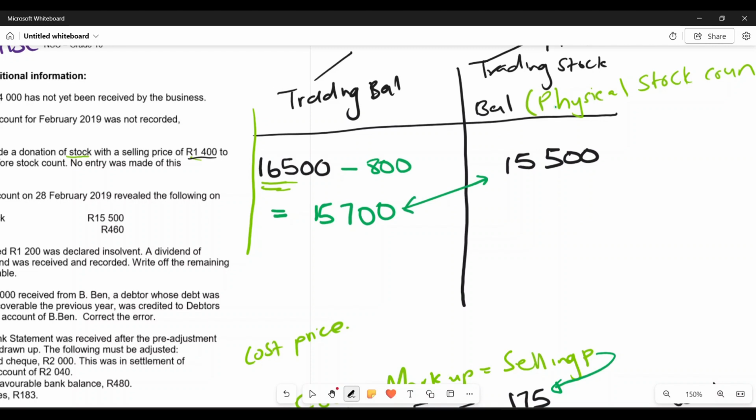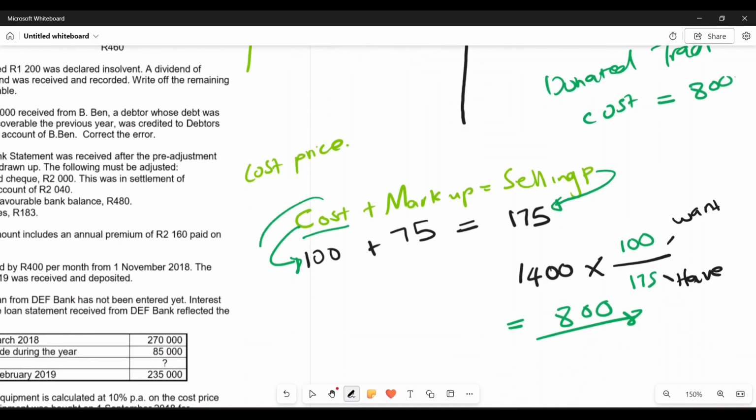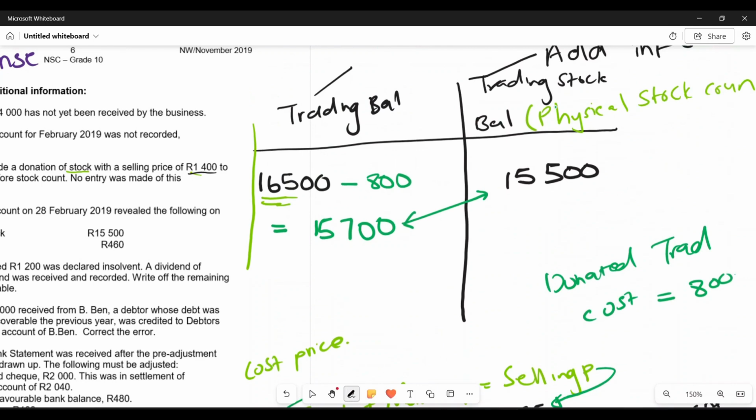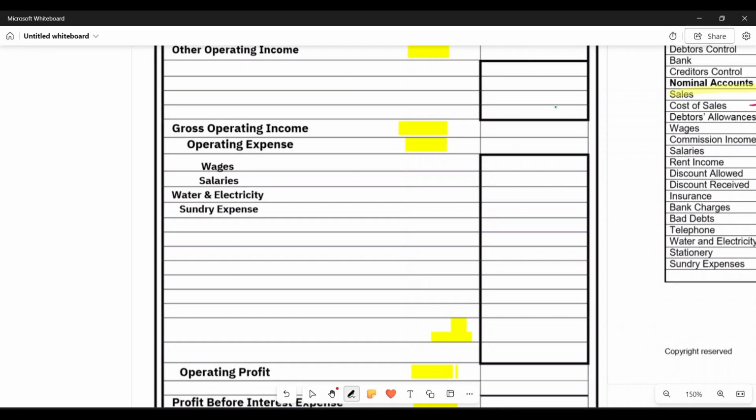By the way, for these donations of our trading stock, we donated trading stock with a cost of 800. So always when there is a donation, find your cost price if they gave you the selling price. Always try to find your cost using this technique. Now that we subtracted the 800, we can compare the two balances. This donation of 800, you'd also recognize as an expense on your income statement. Before I forget, I'm going to write this here: my donations, which must always be in cost price, and this amount I've calculated as 800.